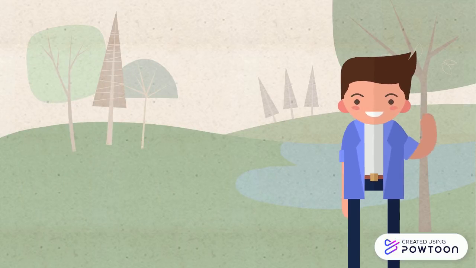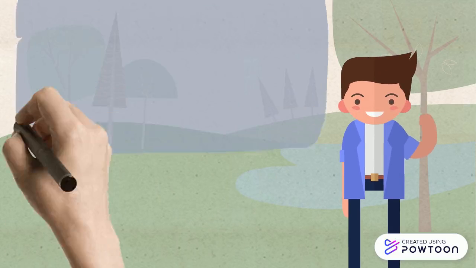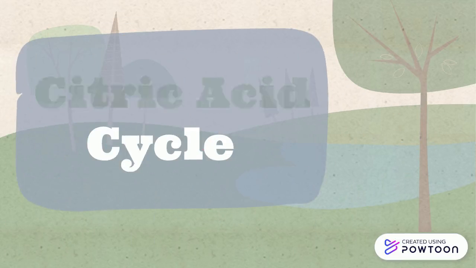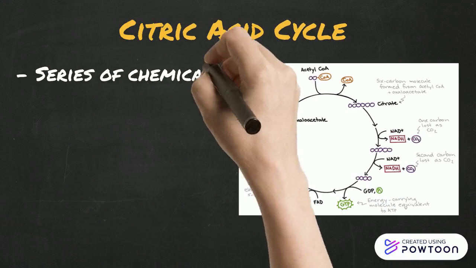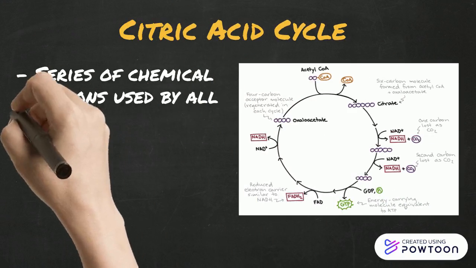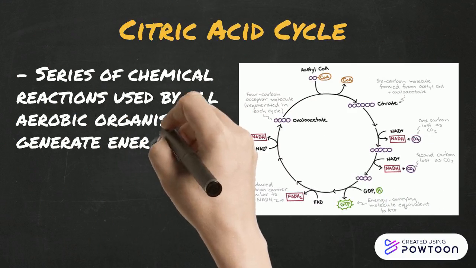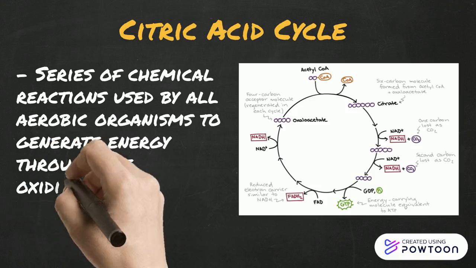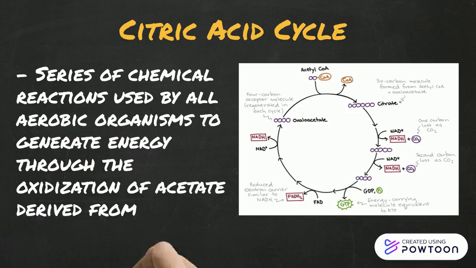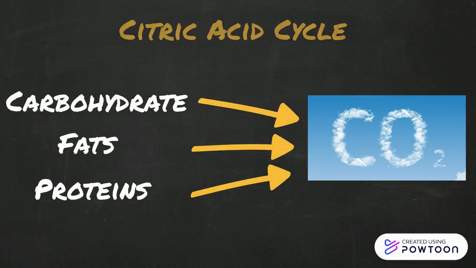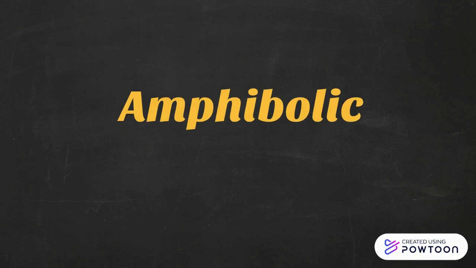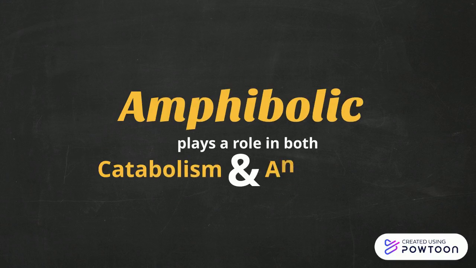In this part of the report, I would be discussing the citric acid cycle. The citric acid cycle is a series of chemical reactions used by all aerobic organisms to generate energy through the oxidation of acetate, derived from carbohydrates, fats, and proteins into carbon dioxide. The citric acid cycle is amphibolic, meaning that it plays a role in both catabolism and anabolism.